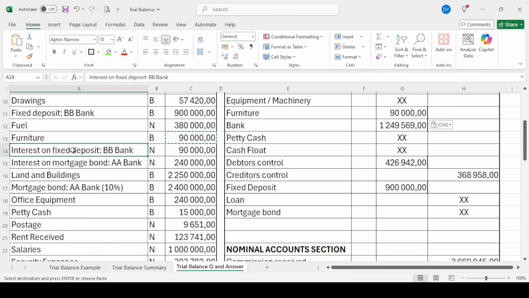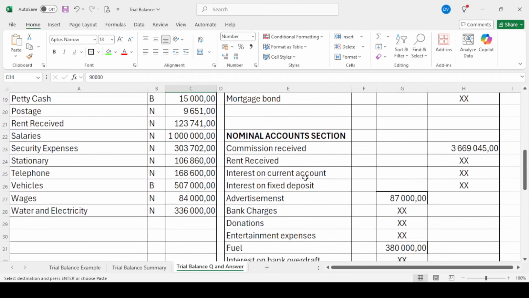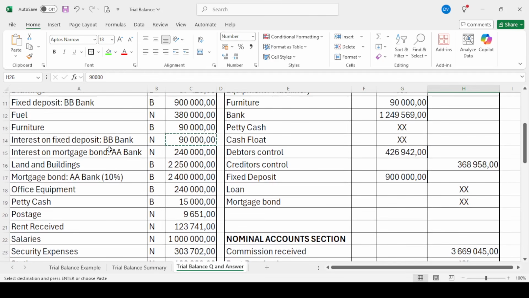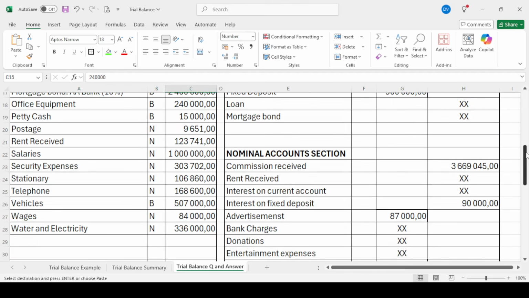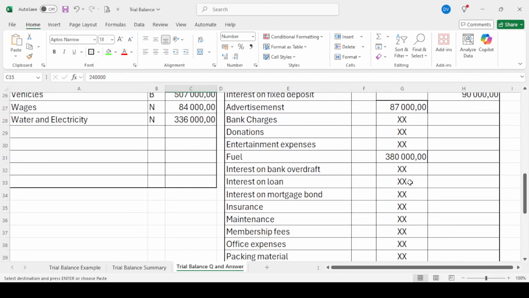Interest on a fixed deposit. So when we receive interest on a fixed deposit, it's simply an income. So it goes under the nominal account section on the credit side as money received. Interest on a mortgage bond. So we have to pay interest on a mortgage bond. So it's an expense, something that we pay. And it goes under our nominal account section on the debit side as money paid.